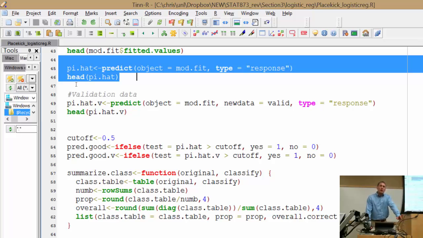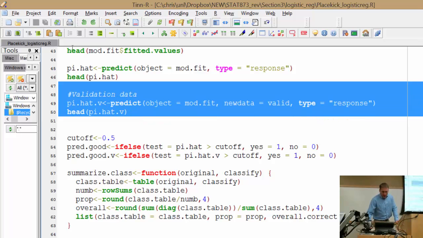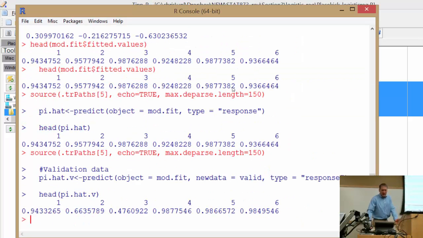Now let's say we want to work with the validation data set. We can use the same syntax with the predict function, but add one additional thing. Instead of going with the default, which would be just for the observations in the original data set itself, I use the newdata argument, which allows me to specify any other observations that I want to look at, in this case the validation data set. And this is going to give me pi.hat.v, the estimated probability of successes for the validation data set. So for example, for the second observation, the estimated probability of success was 0.66.